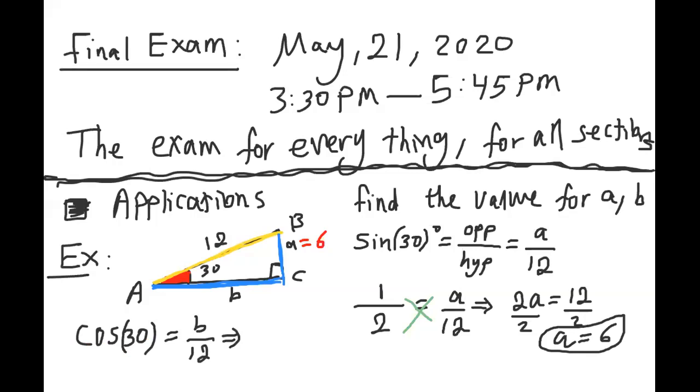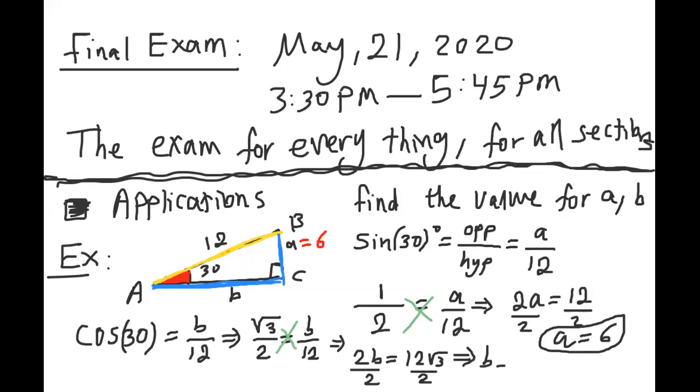What's the cosine for theta? It is square root of 3 over 2. Yes. This equals b over 12. And again, cross multiplication. What we have: 2b equals 12 times the square root of 3. We divide both of them by 2. We get the value for b. This is equal to 6 square root of 3.